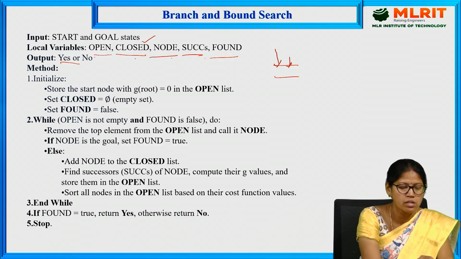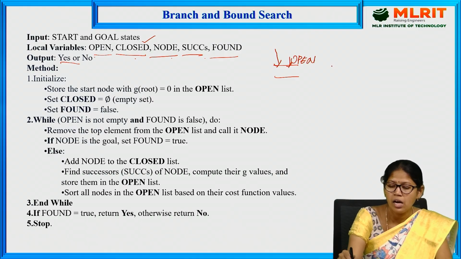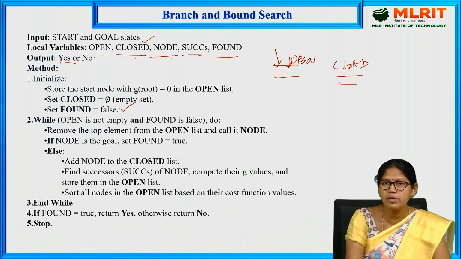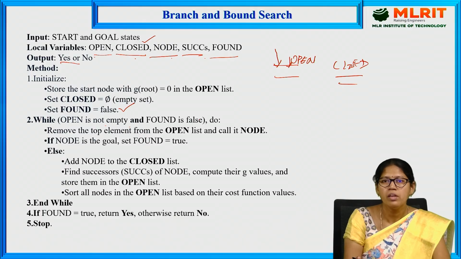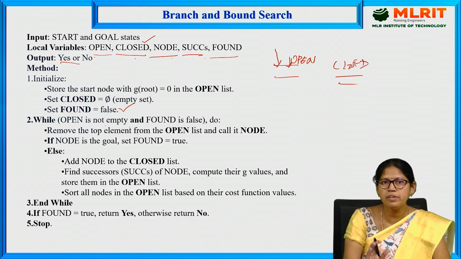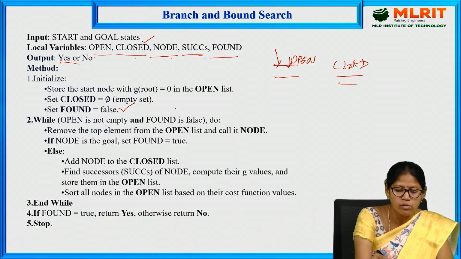Let's see the method. Initially, the open list contains the start node and the closed list contains phi, meaning nothing. Let's see the loop: open is not empty and found is false. Found is initially taken as false. Whenever we compare a node with the goal node, if it is a match, then found is assigned as true, otherwise it stays false.